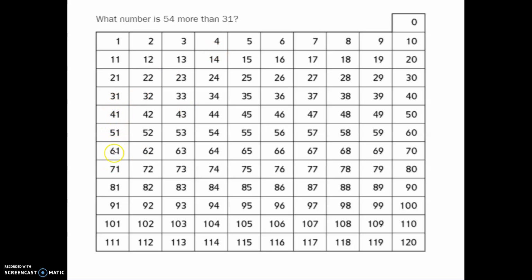So I'm just going to count down. 10, 20, 30. Wait, that's 54 more, sorry. 10, 20, 30, 40, 50, 51, 52, 53, 54. So 85 is 54 more than 31.